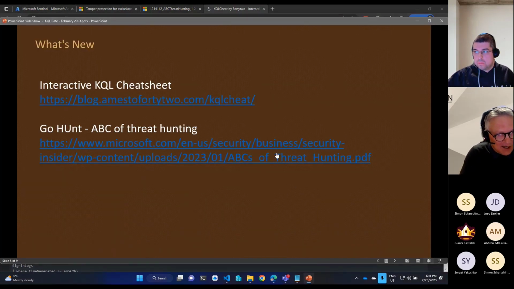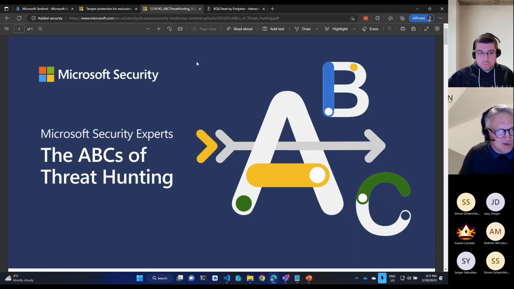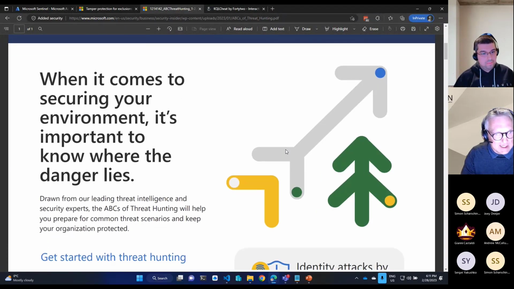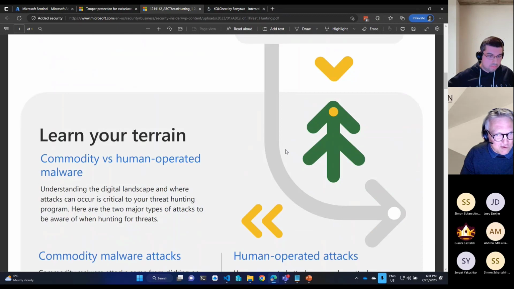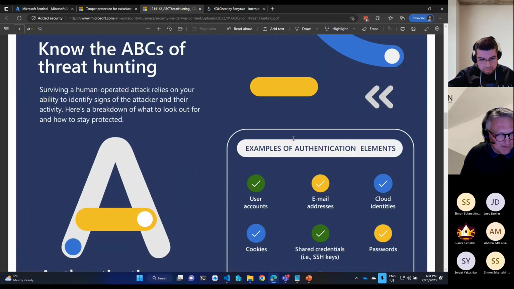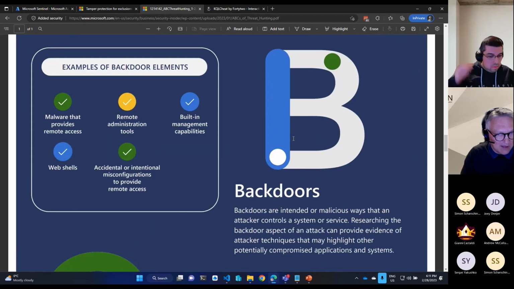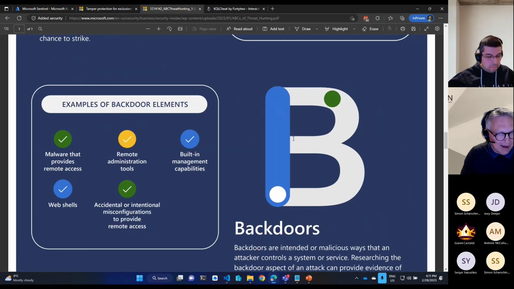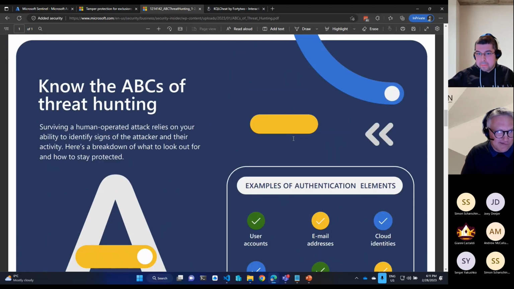Then the ABC of threat hunting. That's this document. You can download it from here. It's published by Microsoft, I believe it's the DART team that published this. And it looks very much like a marketing document, which it is, of course, or a guide. And ABC, to be honest, I thought, okay, that's the ABC of KQL.